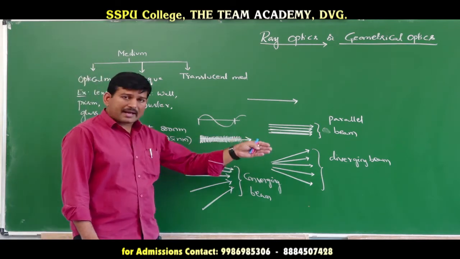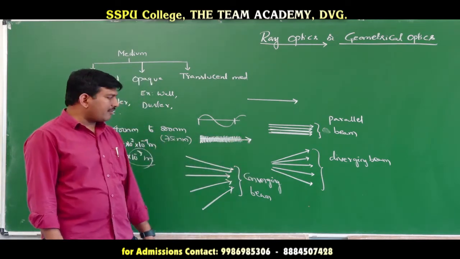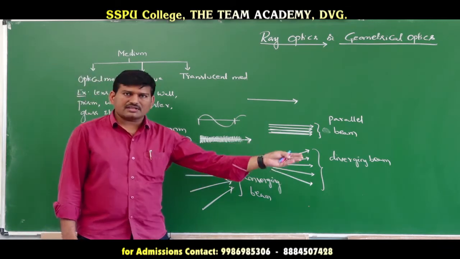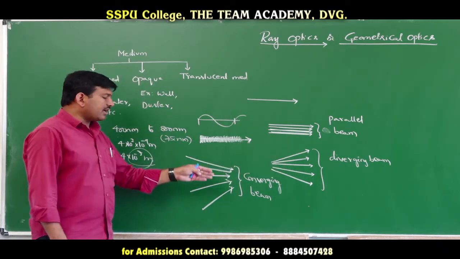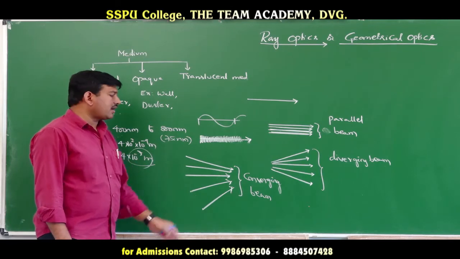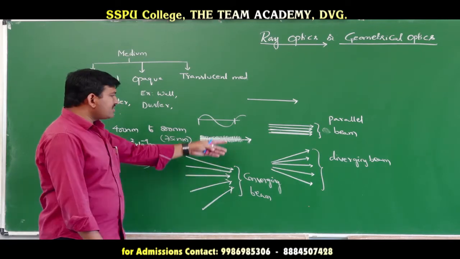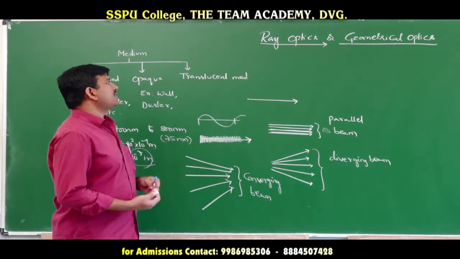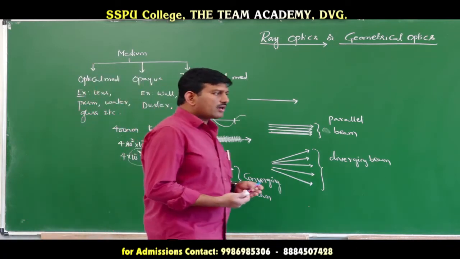If the light rays are parallel to each other, then it is said to be a parallel beam. If the light rays are diverging, then it is said to be a diverging beam. If the light rays are converging, then it is said to be a converging beam. So these things are important to understand the ray optics in a more clear way.